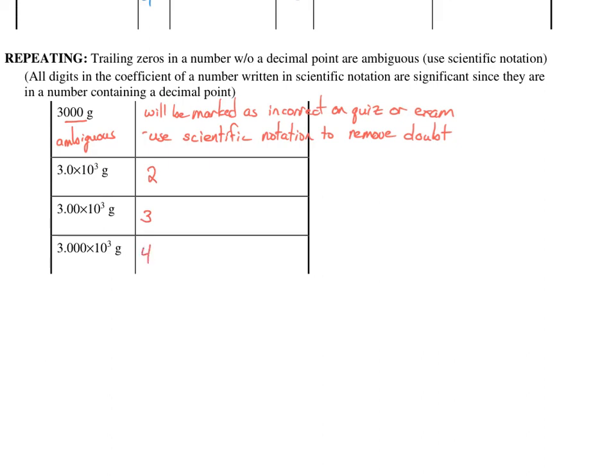Now on quizzes, what's going to be more common is that you get an answer of 3,000 in your calculator, for example. If you know that you need to express that answer in 2 sig figs, you express it this way. 3 sig figs here, 4 sig figs. You use 4 digits in your coefficient.